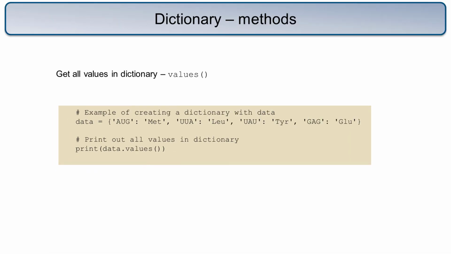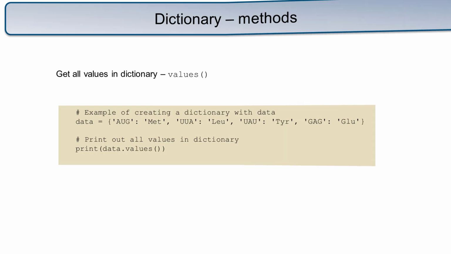In the same way as with the keys method, we can use the values method to extract all values stored in a dictionary. In this example, the same dictionary is first created, and, within the print statement, the values method is called upon for the dictionary.